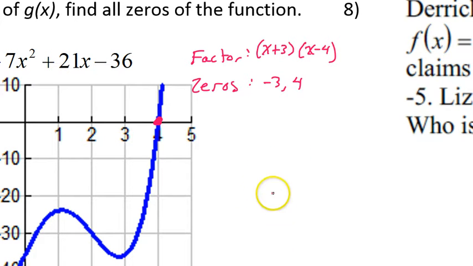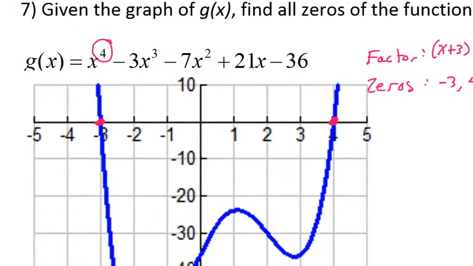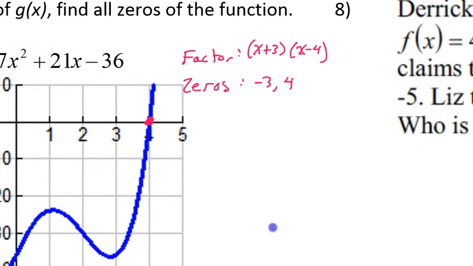I didn't ask for that. If they didn't ask for factors, would we have to put them? This time, it doesn't say anything about factors, so I really don't have to do the factor part. On the test, you would just give me the zeros, and that would be it.